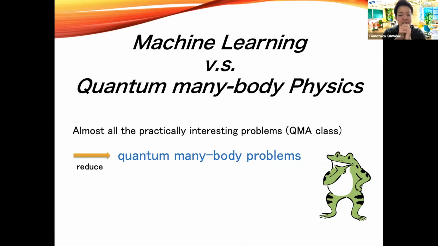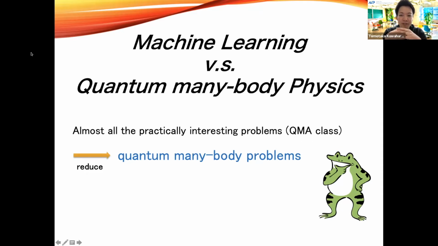I first mentioned that almost all the practically important problems in quantum computation are included in the QMA class. Very roughly speaking, the QMA class is the quantum version of the NP class. That is, the class of problems where, when an answer for the problem is given, we can easily verify the correctness of the answer by using the quantum computer. This is a very important and very ubiquitous class of problems in quantum computations.